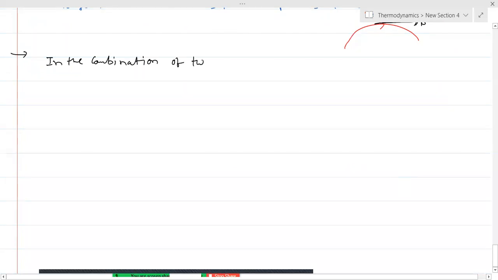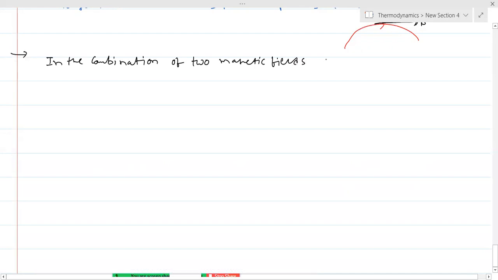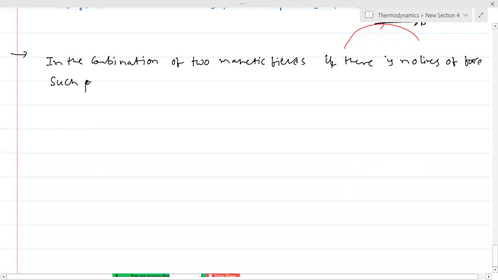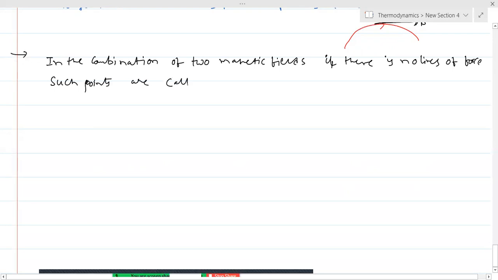In the combination of two magnetic fields, if there are no lines of force, such points are called null points or neutral points.